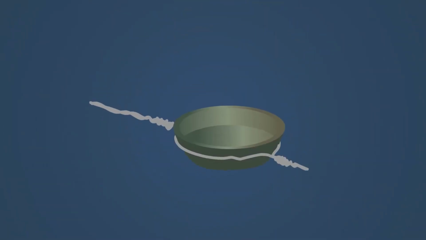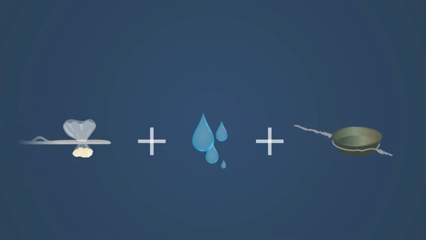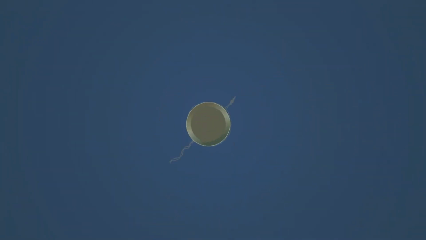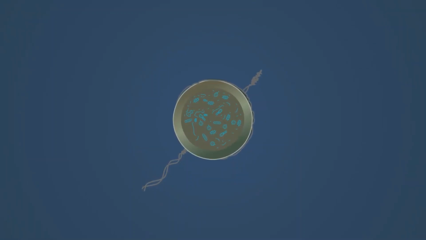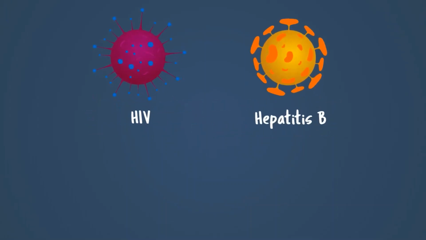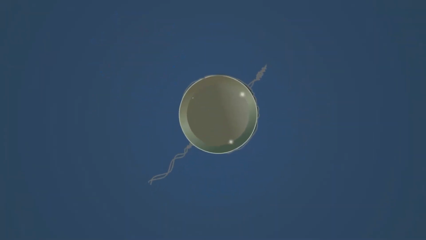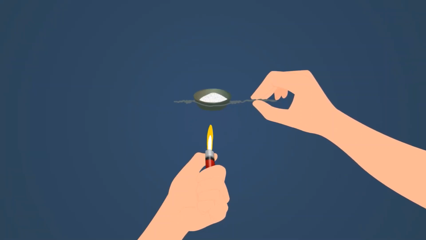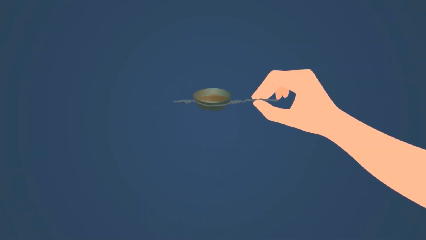Step 2. A cooker is any object that is used to mix the drug in a liquid. A cooker can be a spoon, a bottle cap, or a cut-off bottom of a soda can. A cooker can foster bacterial growth if reused. Sharing cookers can result in the transmission of viruses such as HIV, hepatitis B, or hepatitis C. A new, clean cooker should be used for each injection. Disposable cookers are the safest. Sometimes heat is needed to dissolve drugs in a liquid, but this is not necessary for methamphetamines and most powdered street opioids available in the Northeast United States.